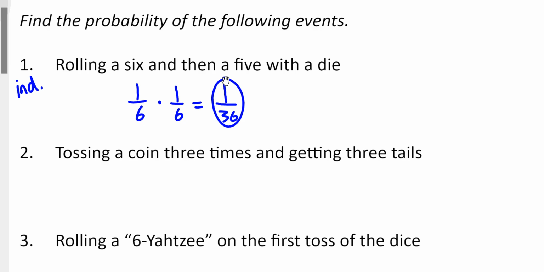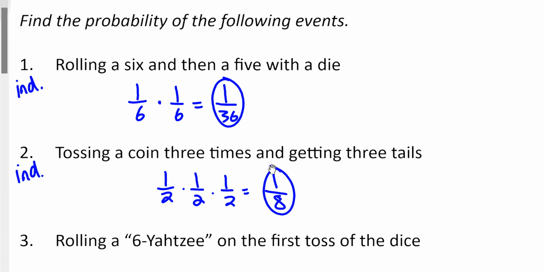Number 2, tossing a coin 3 times and getting 3 tails. So is the second one affected by what you get the first time? No. Those are independent events. So it's still just a 1/2 times a 1/2 times a 1/2, which is going to get you a 1/8 chance of that happening. Not super high.